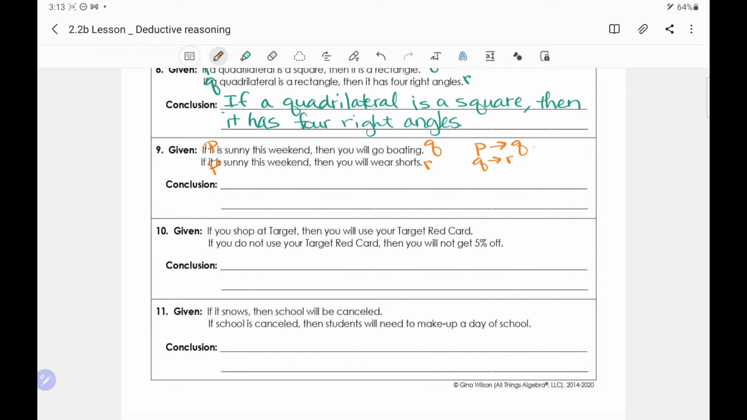In this case, what do we have? We have P implies Q, P implies R. These are not the same thing, okay? So this is invalid, so we would have to say no valid conclusion. It's possible that when it's sunny, you do wear shorts and you go boating. I mean, most likely you would go boating in shorts, right? But it's not a valid statement because the law of syllogism only tells us that if P then Q, and if Q then R, then P then R. I know that sounds like a crazy bunch of letters, but it does make sense if you slow it down and think about it. We've got 2 more examples.